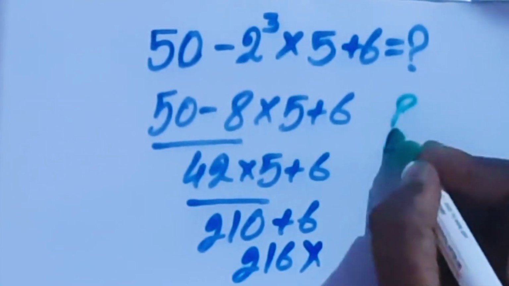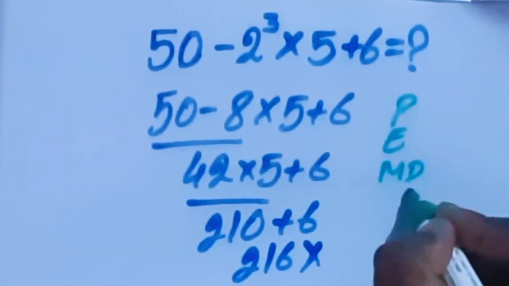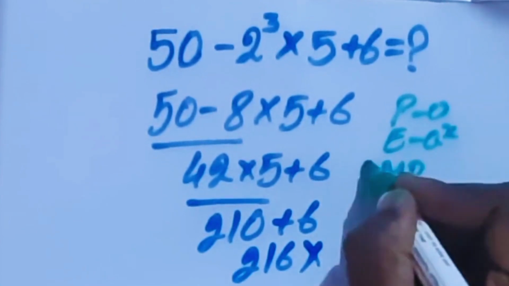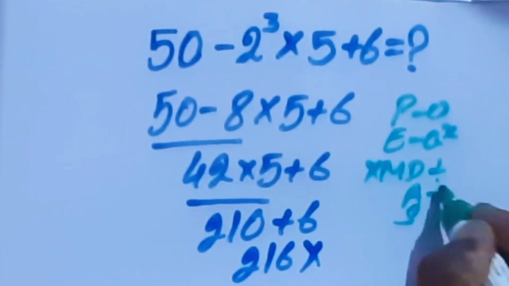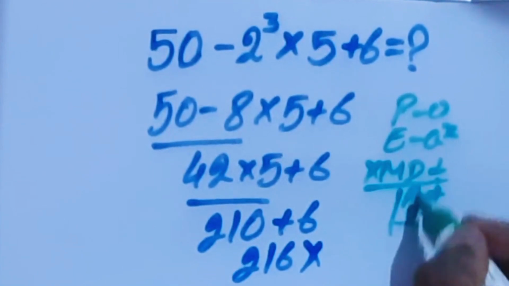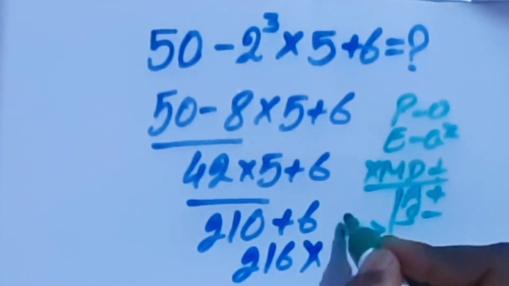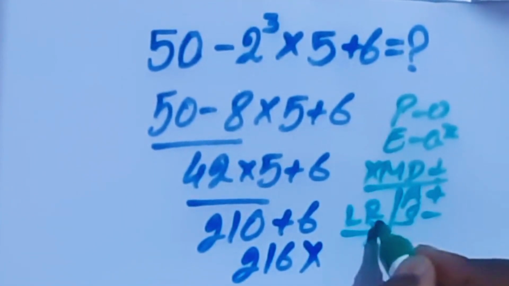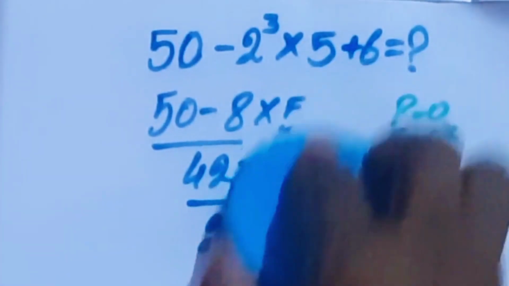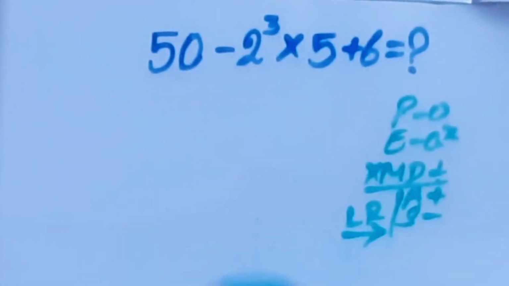Here we are going to introduce the PEMDAS rule from the order of operations. This is the bracket, higher priority. This is the exponent. M stands for multiplication, D stands for division, A stands for addition, S stands for subtraction. Here, multiplication and division are both equal priority. Also, addition and subtraction are both equal priority. For equal priority, we are going to introduce the left to right rule. Now we are going to solve this problem in the correct order by using the order of operations PEMDAS.